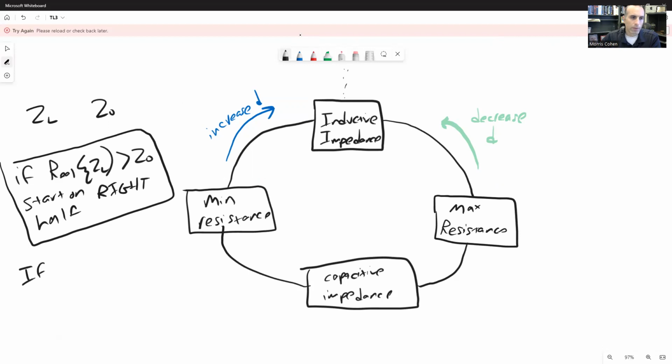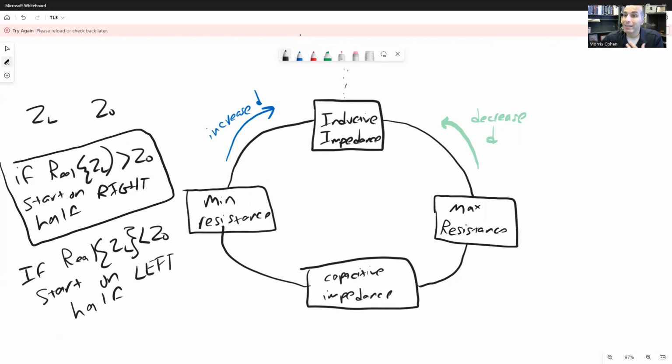On the other hand, if the real part of ZL is less than the line impedance, then you're going to start on, shockingly, the left half. Because you're seeding this at d equals 0 with a smaller resistance on your load than you have impedance in your line. All right, so that's two conditions right there.